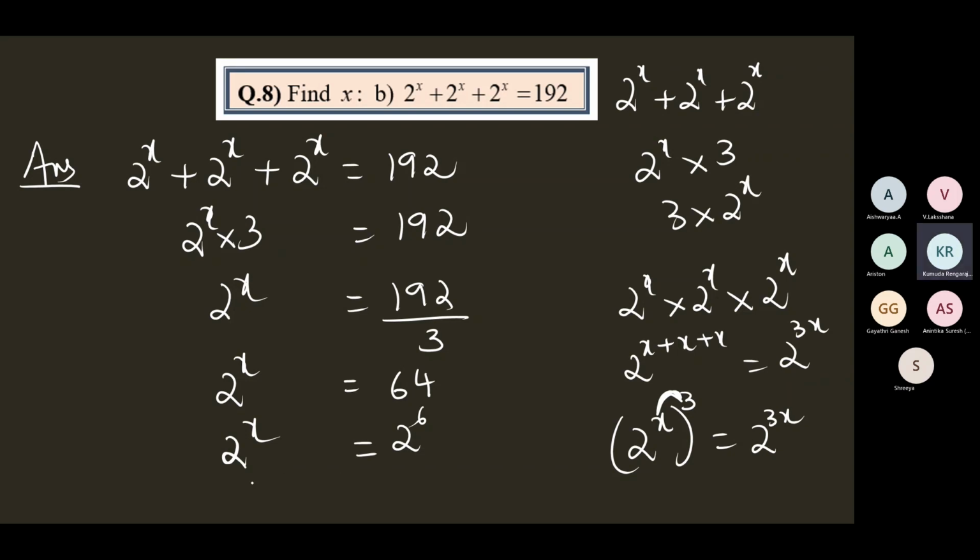Now at this point, you should say bases are same on both the sides. So equating the powers, we get x is equal to 6. Is that clear, children?